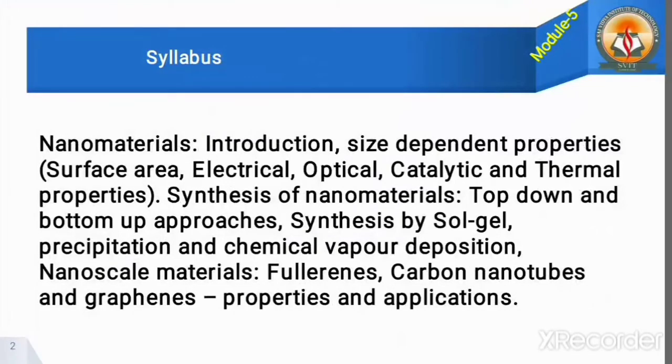Coming to the synthesis of nanomaterials, top down and bottom up approaches. We have sol-gel method, precipitation and chemical vapor deposition method. Coming to the nanoscale materials, we have fullerenes, carbon nanotubes and graphenes, their properties and applications.